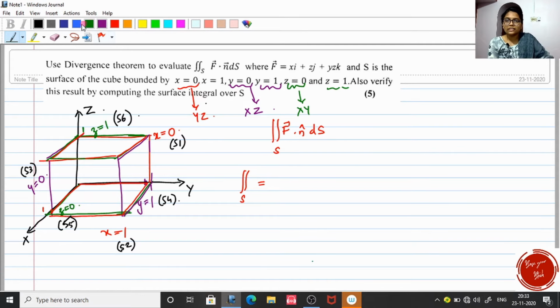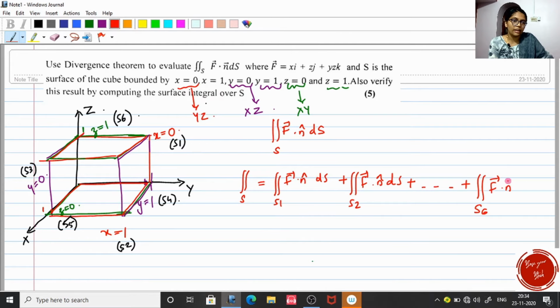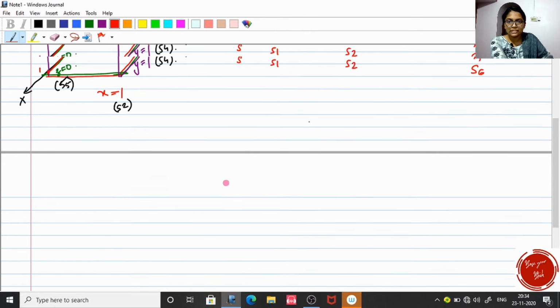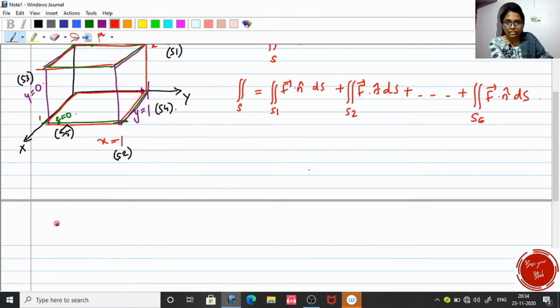So, let us split the complete double integral over S into 6 surfaces: the double integral over S1 of F dot n cap dS plus the double integral over S2 of F dot n cap dS plus so on. The last one will be the double integral over S6 of F dot n cap dS. So, let us do this individually. The first surface is S1, and what is S1? S1 is x equal to 0.